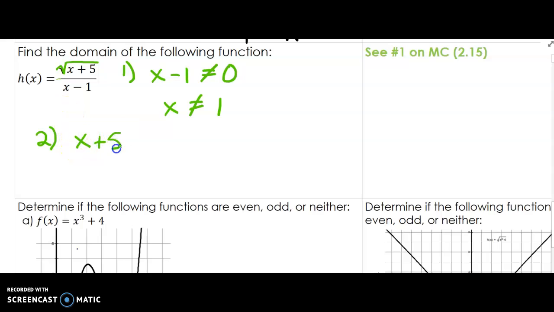I'm going to set x plus 5, which is what was underneath my radical, as greater than or equal to 0. And now I can go ahead and solve for x by subtracting 5 from both sides. So I get x is greater than or equal to negative 5.